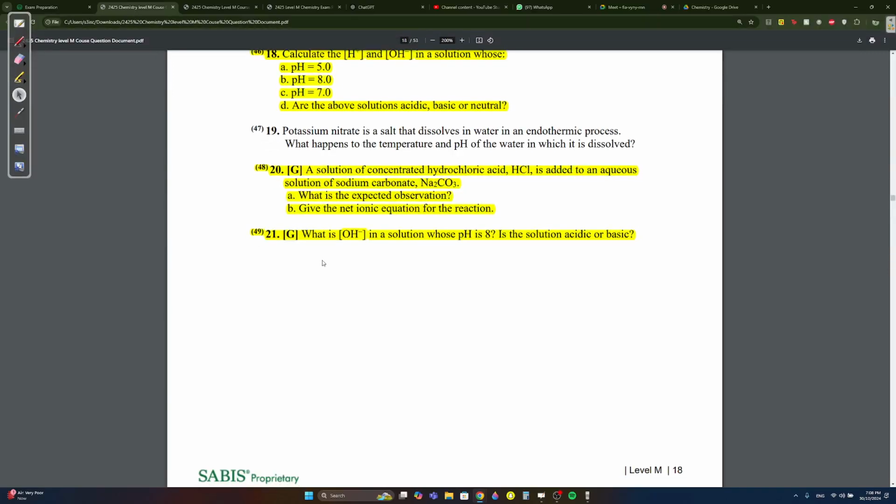A solution of concentrated acid is added to an aqueous solution of sodium carbonate. What is the expected observation? Metal carbonate plus acid. Acid plus metal carbonate, what do you get? You get salt plus CO2 plus water. So what's the observation? Since you're producing a gas, effervescence. Give the net ionic equation. Always the net ionic is just going to be H plus plus CO3 2 minus to produce CO2 gas and H2O liquid.